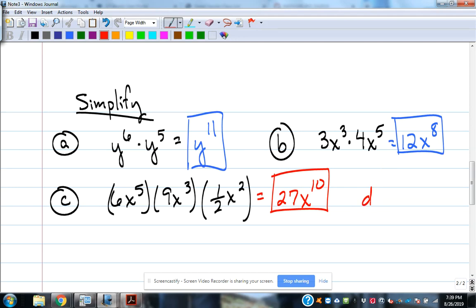Example D over here on the edge. We don't need much room for this one. It's a short one. x to the 5th squared.